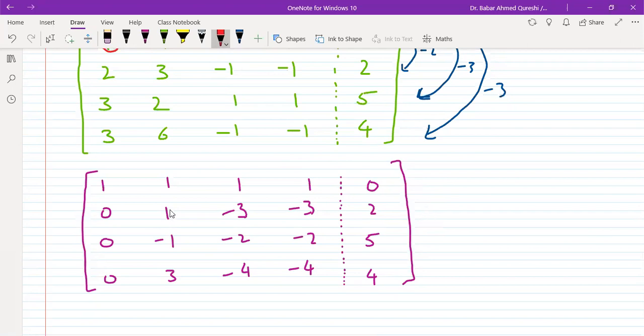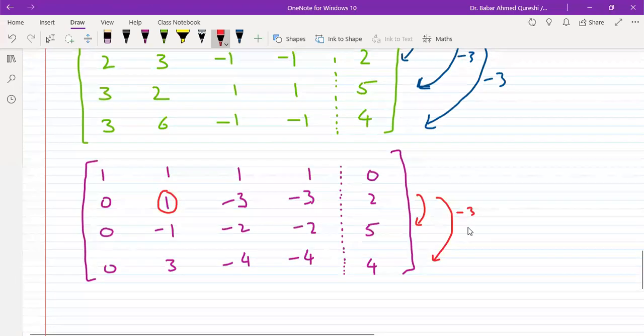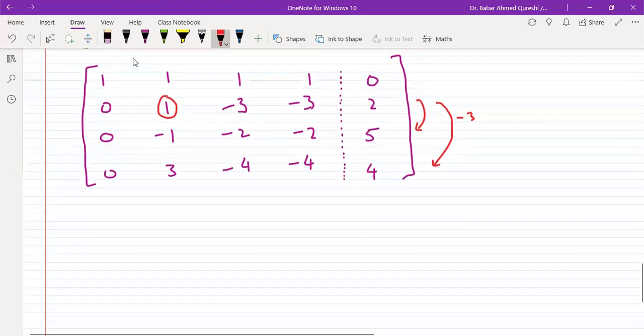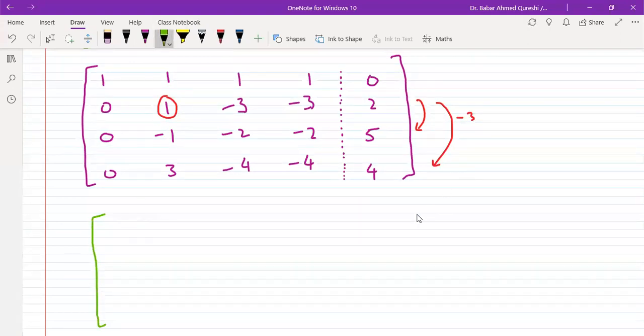Now I've got to take this as the pivot and bring zeros below it. So just add, and over here multiply by -3 and add. Just copy these rows, they don't change now, fixed until you reach the echelon form.